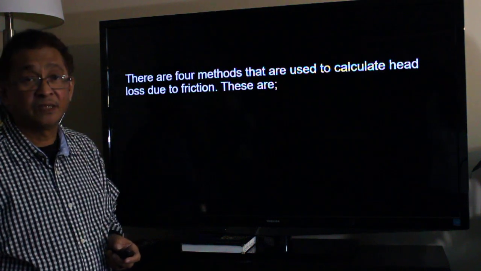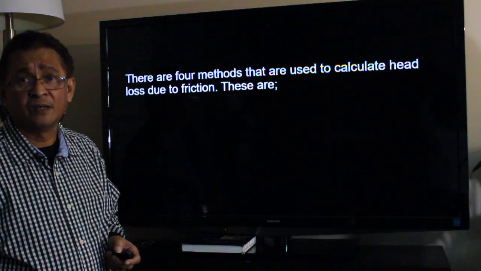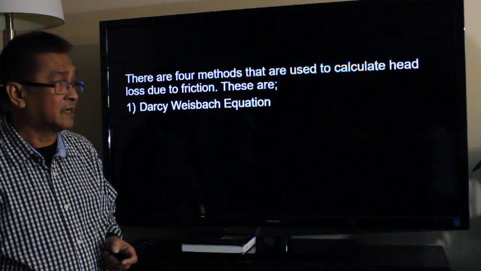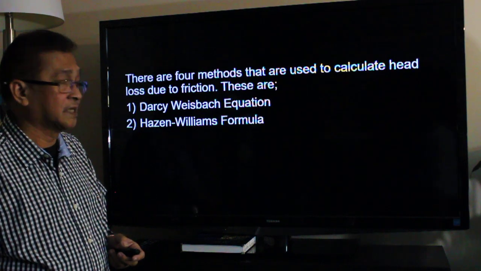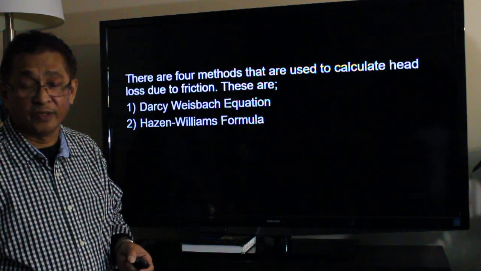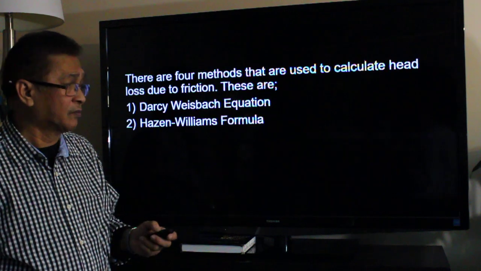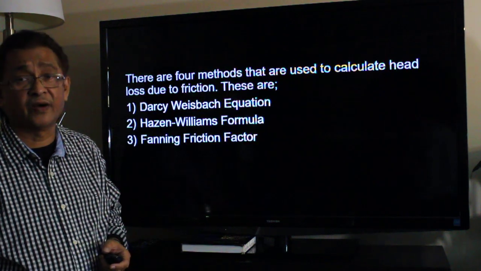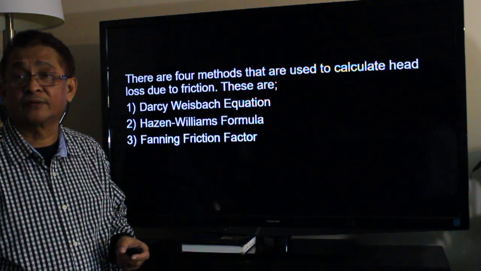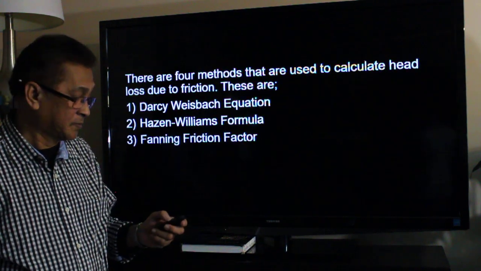There are 4 methods that are used to calculate head loss due to friction. These are the Darcy-Weisbach equation, which utilizes the Moody diagram. The second one is the Hazen-Williams formula, which is an empirical equation, and this is widely used in the waterworks industry. The third one is the Fanning friction factor, which makes use of the hydraulic radius. Hydraulic radius is the cross-section of the pipe divided by the wetted perimeter.